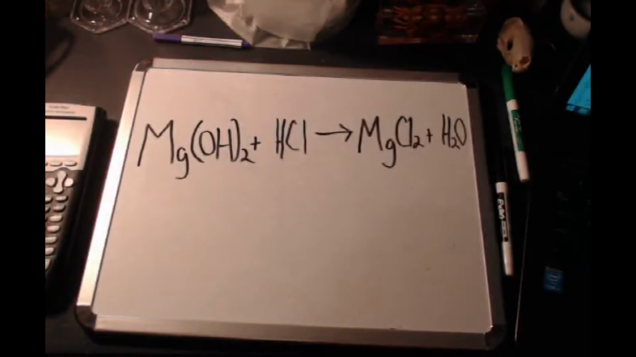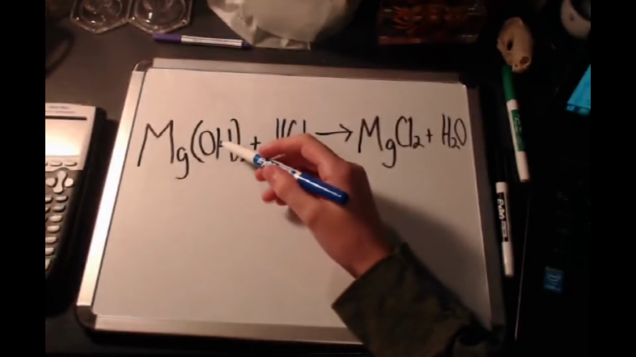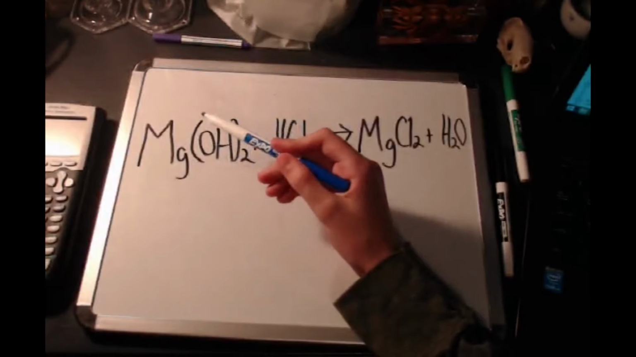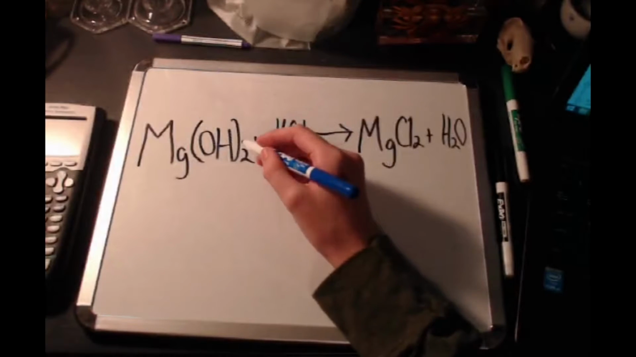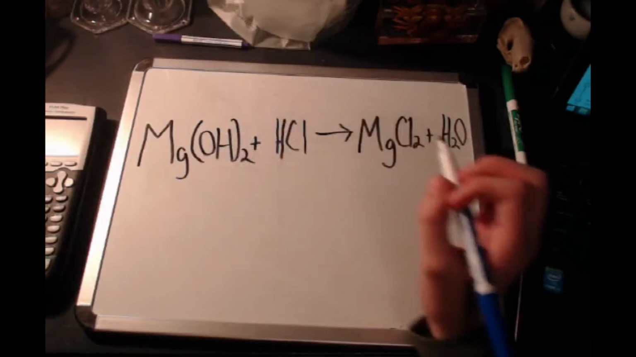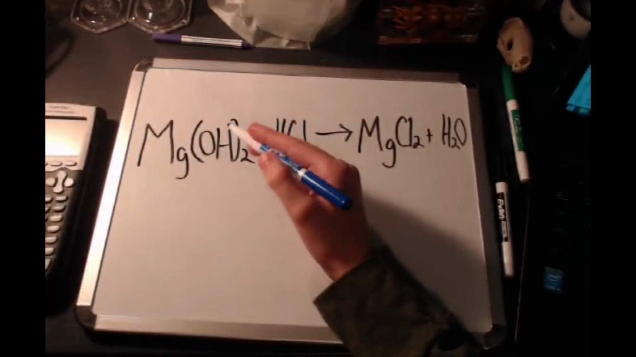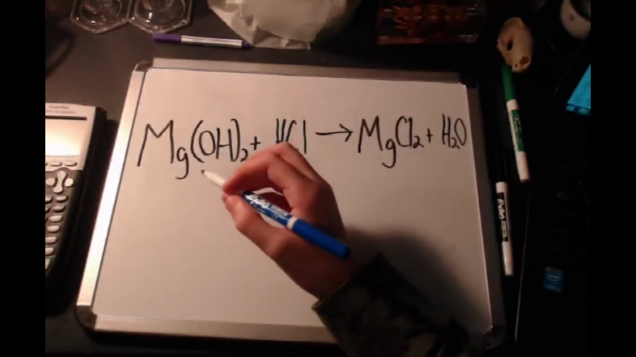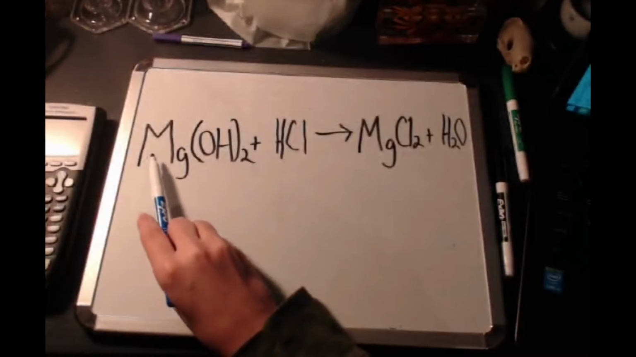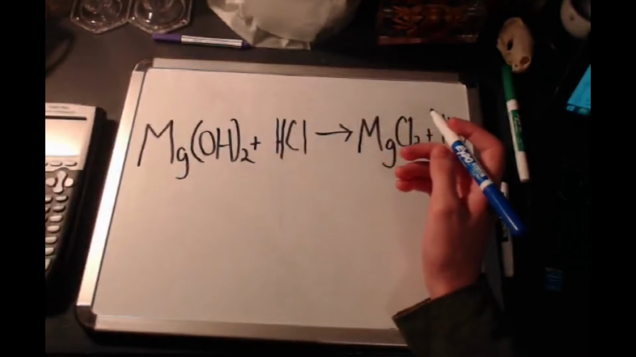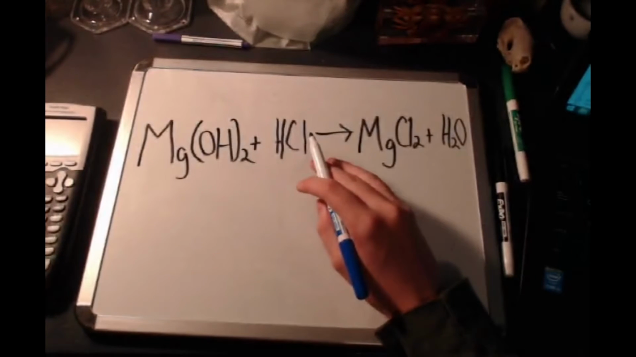Okay, so for this one, what you can do is, well, first, when you see 2 elements or more in parentheses like this, all that's saying is there's, well, in this case, 2 oxygen atoms and 2 hydrogen atoms. So, that's nothing really to worry about that much. So what you do is you'd see there's 1 magnesium atom over here, 1 magnesium atom over here. So magnesium is already balanced.